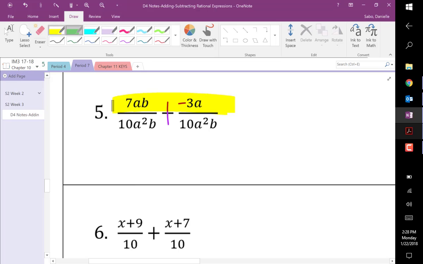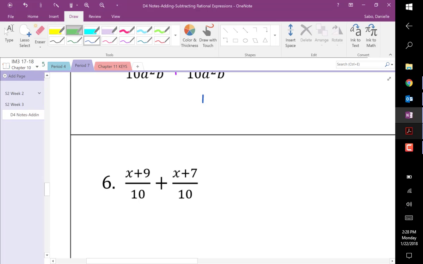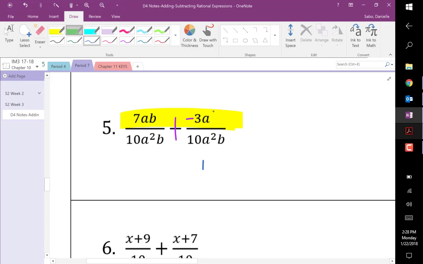This was a B here, right? Or is that just mine? You guys have a B here, correct? Okay, I don't know why it didn't transfer over. What is 7 minus 3? 4. AB. Again, you're just rewriting the bottom. It's a common denominator, so 10a squared b.